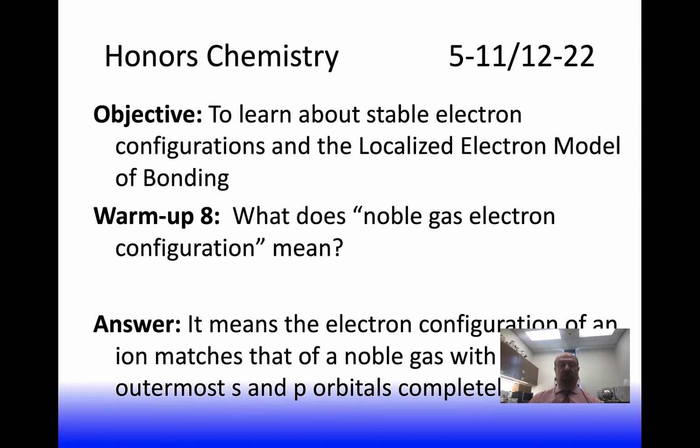The electron configuration matches that of a noble gas, and that means its outermost S and P orbitals are completely filled. Those are the ones that are found in the period in which the element is located. As an example, neon, second period, it's completely filled for the 2s electrons, so 2s2, and completely filled for the 2p electrons, 2p6. That's 8 valence electrons, completely filled.